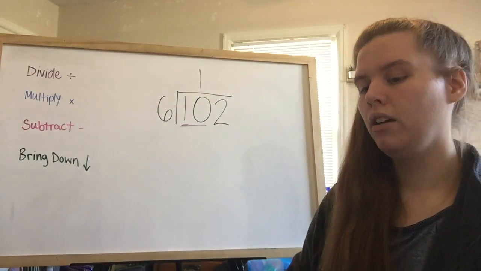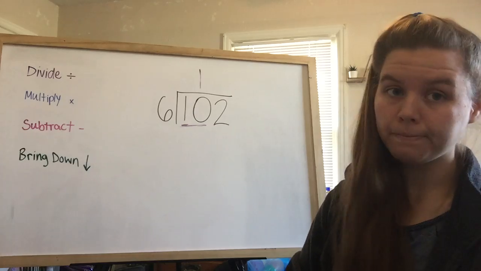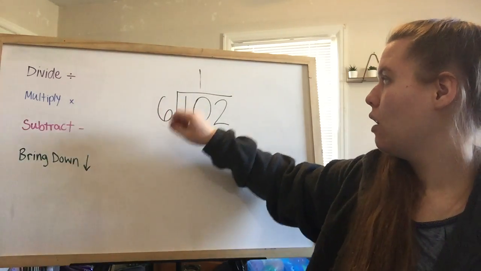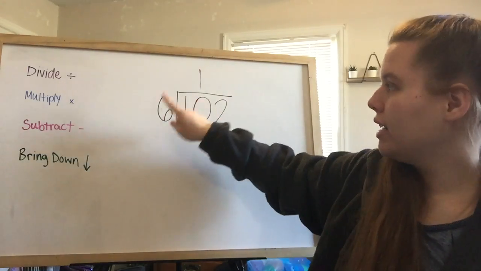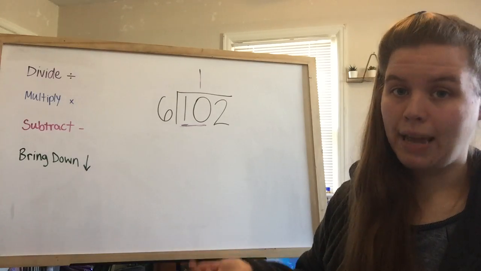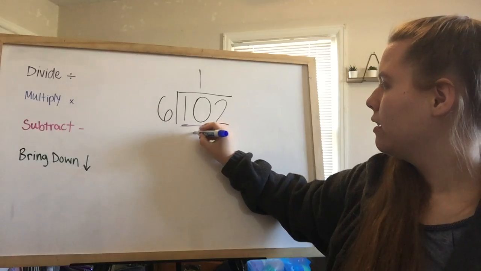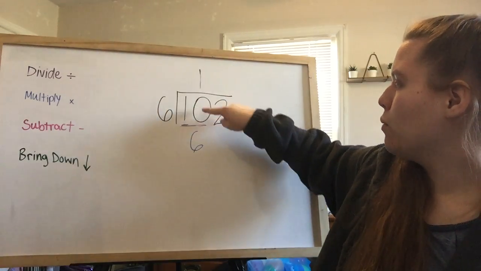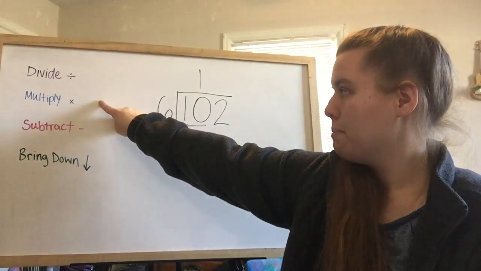Now let's multiply. Well, Miss Jess, what are we going to multiply? This is division. Well, we got to look. When I counted by 6 one time, what did I get? In other words, what is 6 times 1? Well, any number times 1 is itself. So 6 times 1 is 6. Okay? And if you look here, I'm going to line it up with my 1 and my 0. Okay, so that's my multiply step.